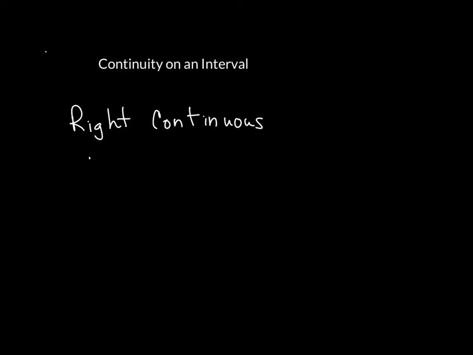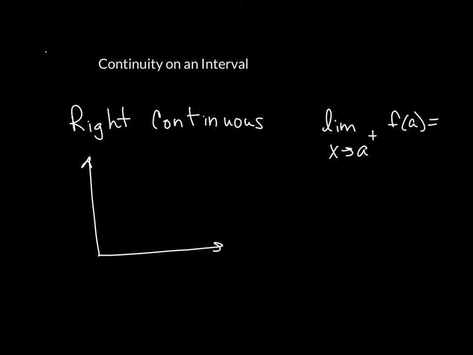Right, so we say a function is right continuous if the limit as x approaches a from the positive side of f of x is equal to f of a. What we're talking about here, the big difference, all of the other pieces hold true, except now we're just talking about a limit from the positive side.